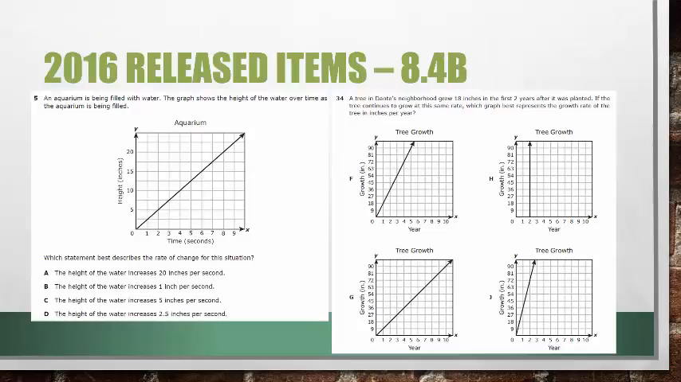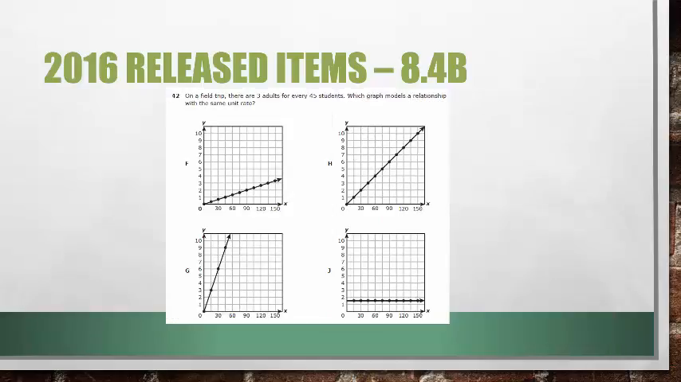We have some released items from 2016. Question number 5 was linked with process A, B, E, G, and the correct answer is D. Question 34 linked with process standards 1A, B, E, F, and the correct answer is G. And one more item, 42, linked with process standard 1A, 1B, 1E, and 1F, with the correct answer being H.